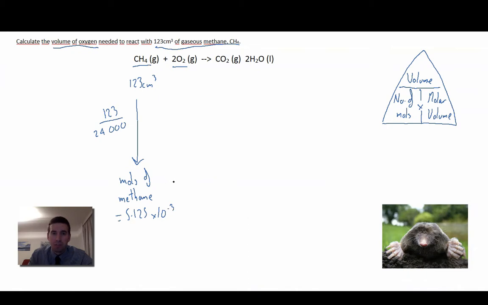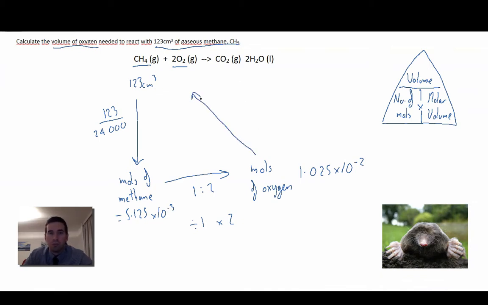Next step is to work out moles of oxygen. And hopefully you can remember how to do this. You just use the molar ratio, which in this case is 1 to 2. So we divide by 1, then multiply by 2. Obviously, this is just multiplying by 2. This gives us 1.025 times 10 to the minus 2 moles of oxygen. And then the final step is just to work out the volume of oxygen.